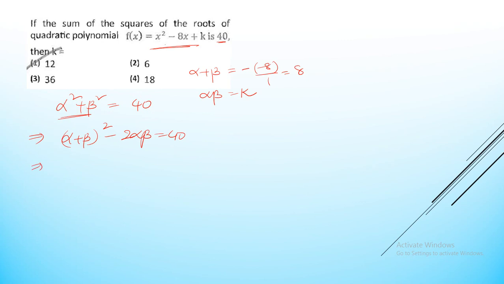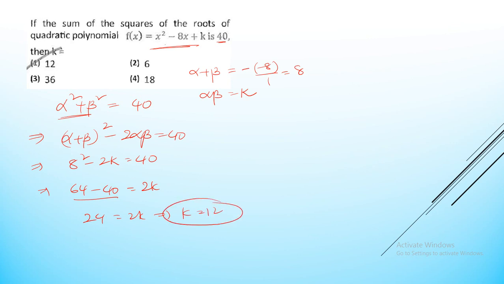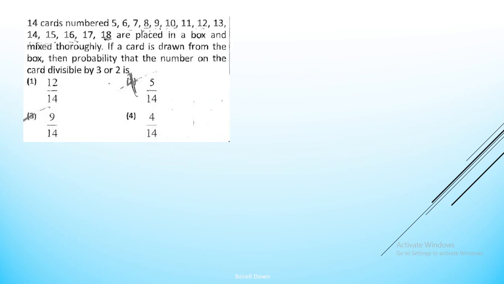When I substitute the values, this becomes 8 square minus 2 times k is equal to 40. So when I transpose, this becomes 64 minus 40 is equal to 2k. 64 minus 40 is 24, equal to 2k. So from this k is equal to 12. So the answer is k is equal to 12. Right. Next, moving on to one more question.